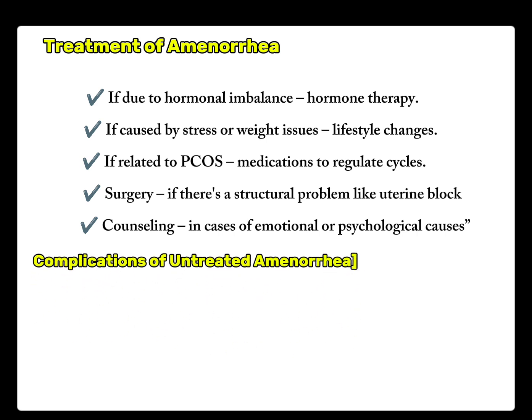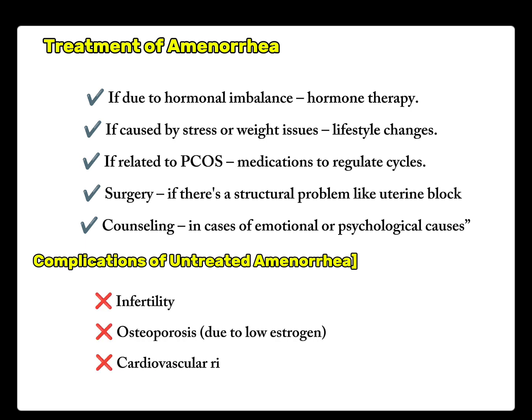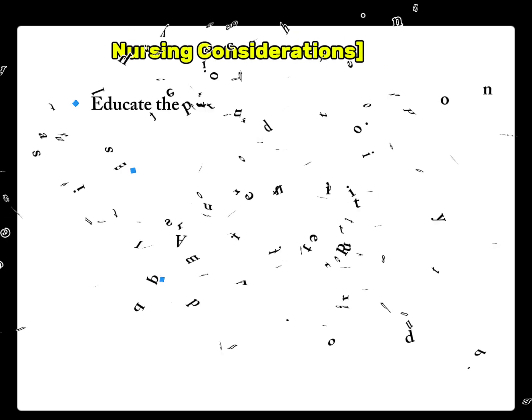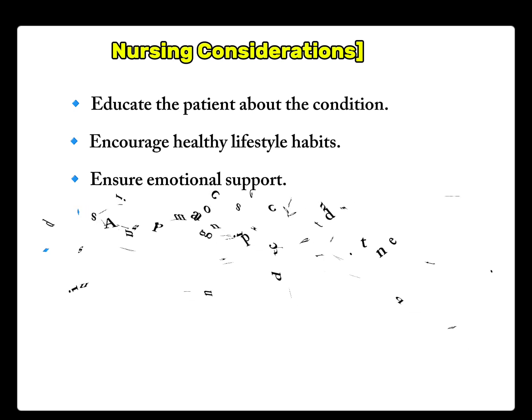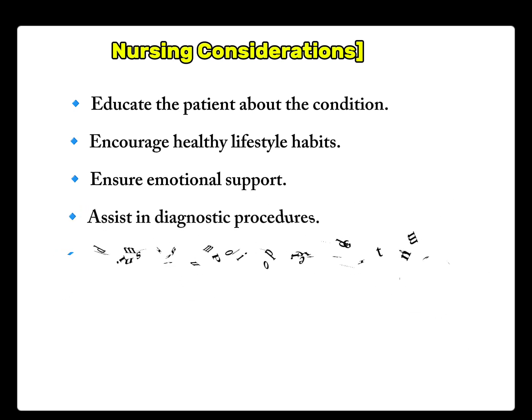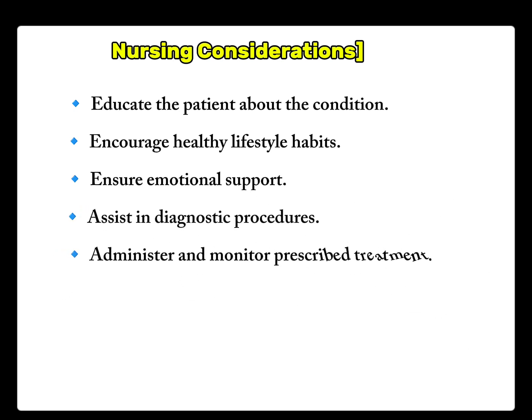Complications of untreated amenorrhea. If untreated, amenorrhea can lead to infertility, osteoporosis due to low estrogen, cardiovascular risks, and emotional distress. Nursing considerations. As nurses, you should educate the patient about the condition, encourage healthy lifestyle habits, ensure emotional support, assist in diagnostic procedures, and administer and monitor prescribed treatments.